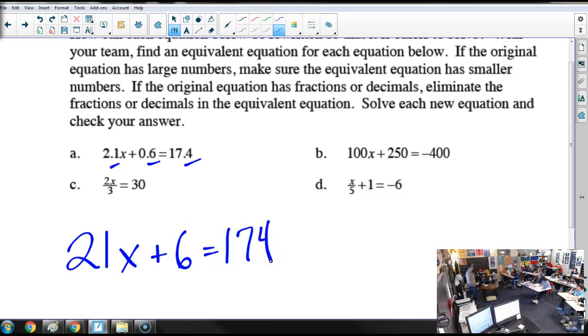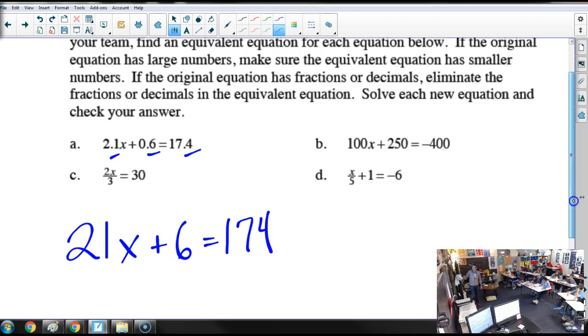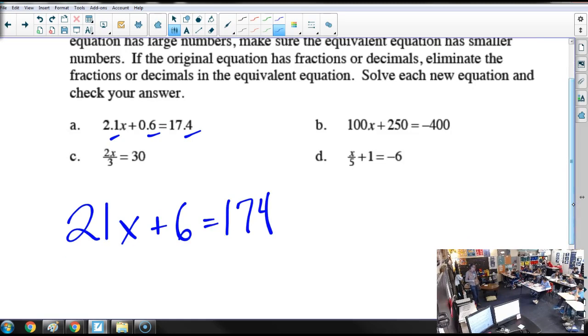Even though we still have to borrow, there are fewer mistakes when we work with integers than when we work with decimals. Taking away 6 from 174 is somehow easier for our brain than taking away the 0.6 from the 17.4. Don't ask me why. It's just my experience of working with young people. This has less of a chance of mistake. So you do whatever you think is easiest. I'm just telling you advice from the past.